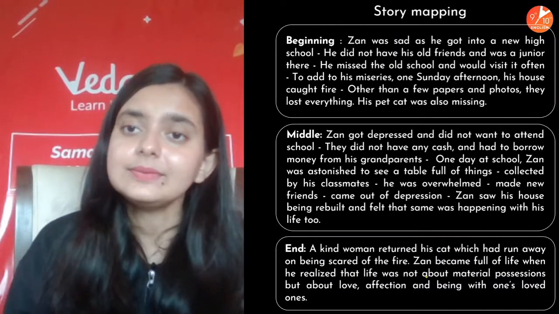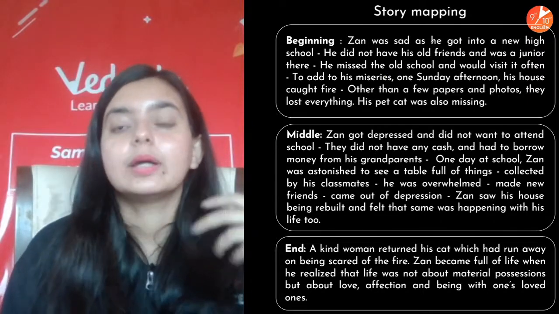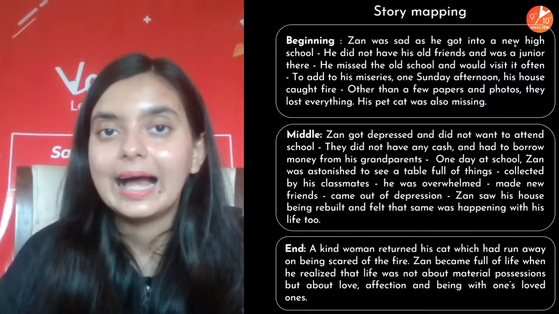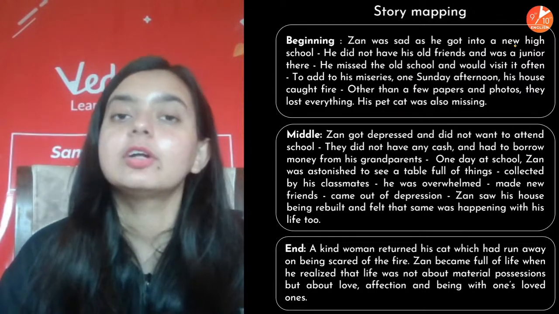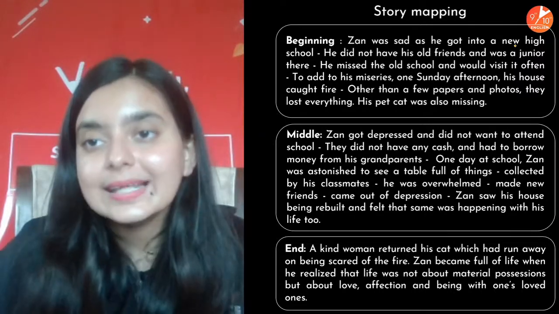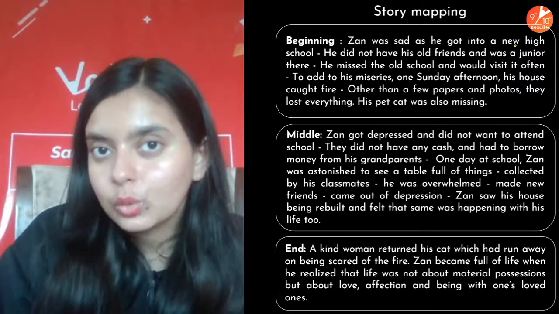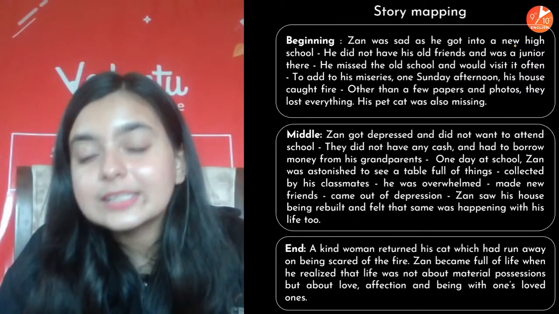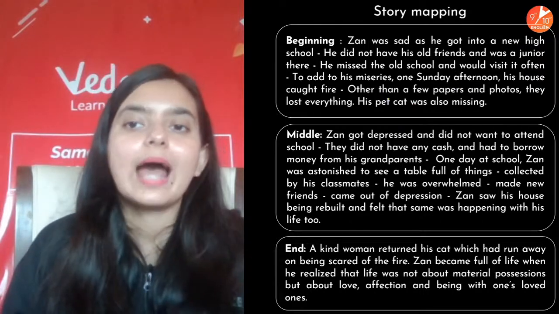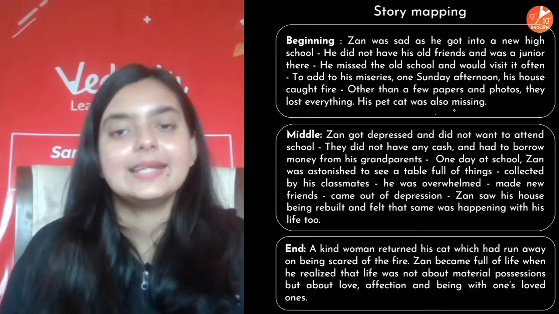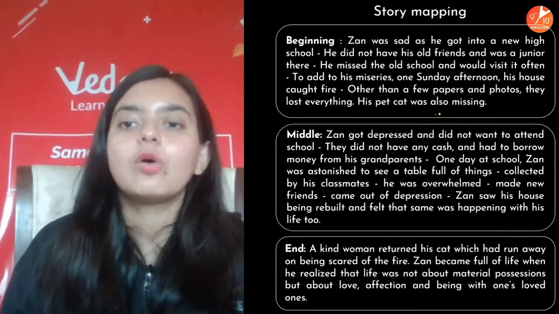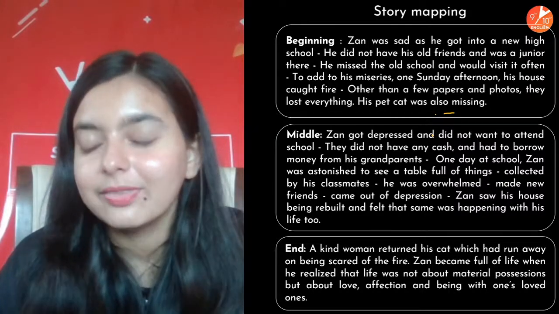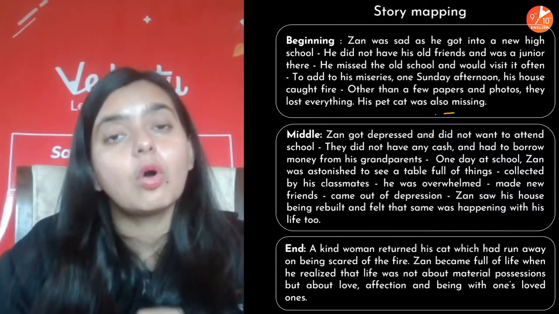If you remember, the story begins with the author being sad because he was in a new school, and he was facing the trauma of being separated from his friends, from his old school, and of course the teachers there. So he would also visit there sometimes. To add to his misery, one Sunday afternoon there was a fire in his house. His house caught fire, and also his cat went missing, right? So obviously that was like an icing on the cake. He got extremely depressed. He did not even want to attend school.